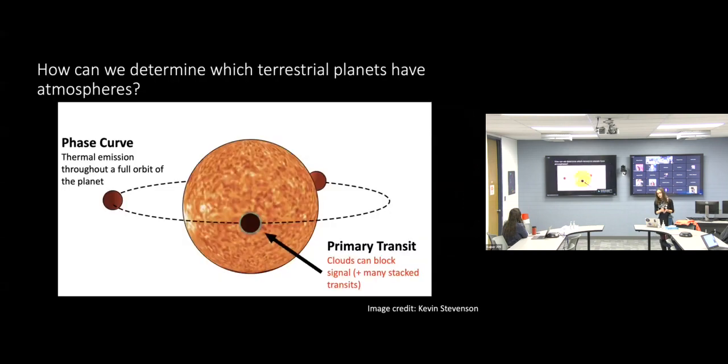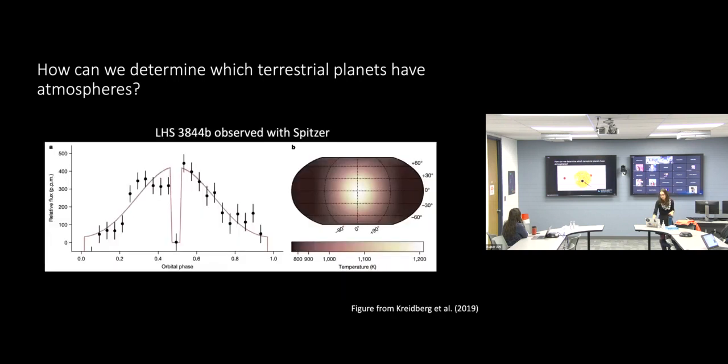All right, so then we can also observe planets in phase curves, where we see their thermal emission going through an entire orbit of the planet. So this has been done actually with a couple rocky planets with the Spitzer Space Telescope now. So this is showing one example for the planet LHS 3844b.